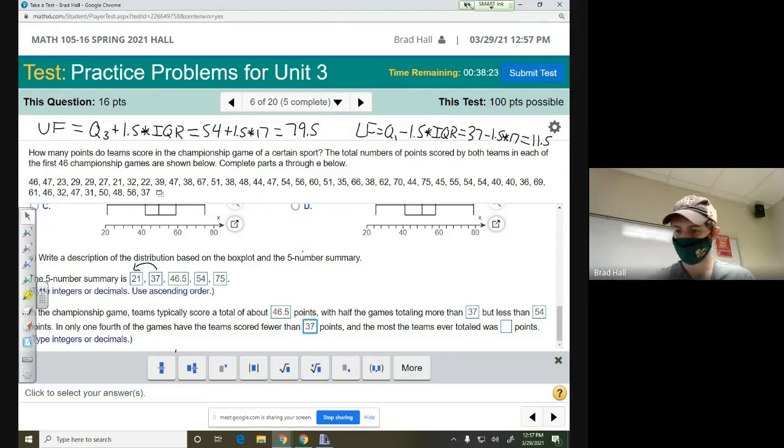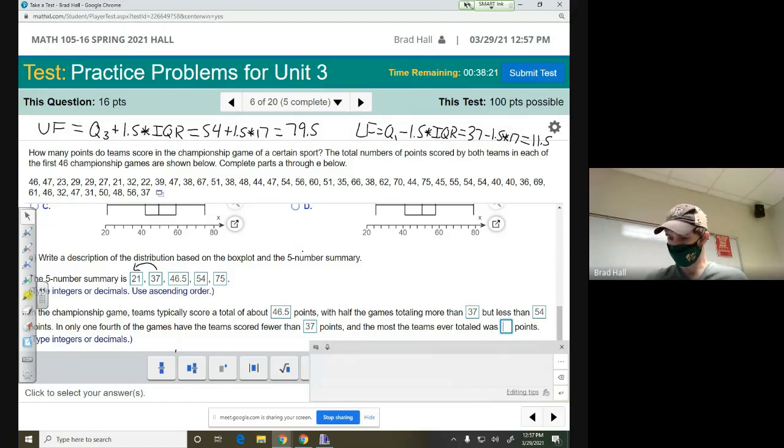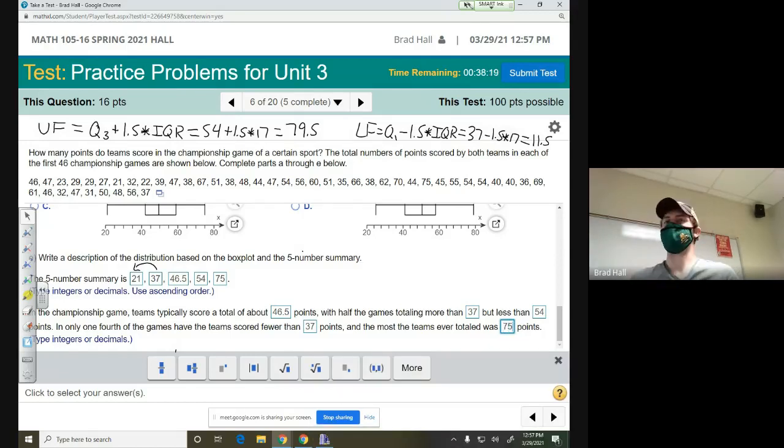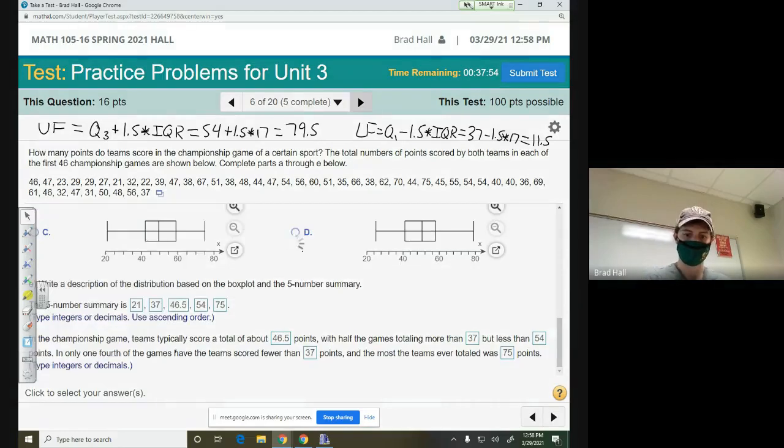And then the most is 75, just the largest data value, which is asking for the most. That's probably one of your more engaged problems here. I wouldn't be surprised if one like this pops up on the assessment. Does anyone have any questions before we move on? If not, let's go ahead and look at problem 7.